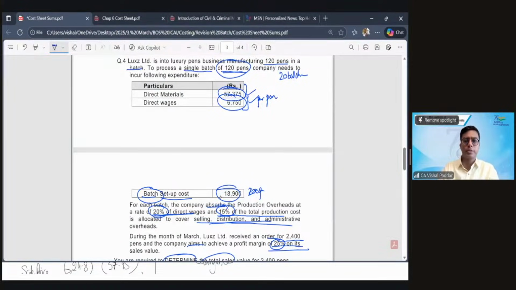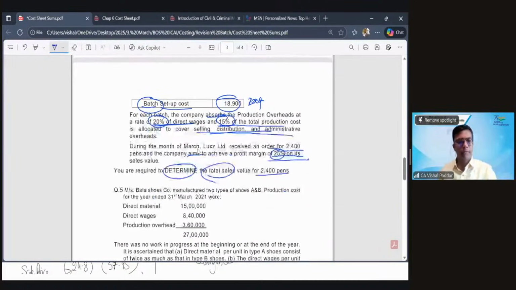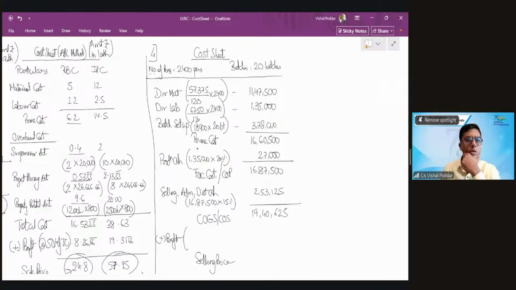25% on its sales value. Okay. So 25% is how much, students? It is 1/4. Now it is 1/4 of sales. So it becomes 1/3 of cost, correct? So it comes to 6,46,875. Right, students? 1940.